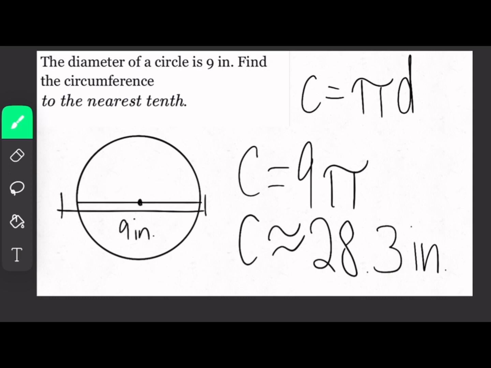So that just means the entire go around of the entire circle. The entire diameter would be 9 inches. And again, since circumference takes 2 radius or 1 diameter, you can just plug 9 in, and that would be 9 pi. But since it wants it to the nearest tenth, you'd multiply 9 by pi, and you'd get approximately 28.3 inches.